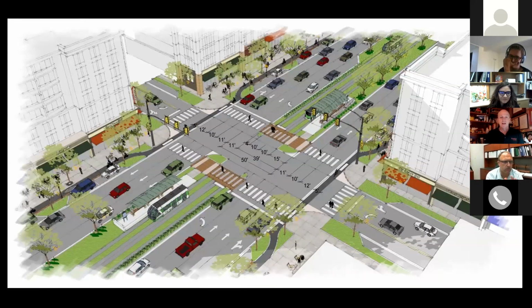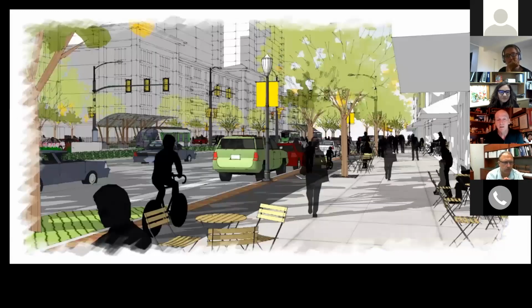Next. So when we combine all those ideas together, we can create a beautiful arterial with transit down the middle, 18-foot wide sidewalks, which are comfortable for all user groups, separated bike facilities, very legible crossings. And what was the worst address in town would become the best address.